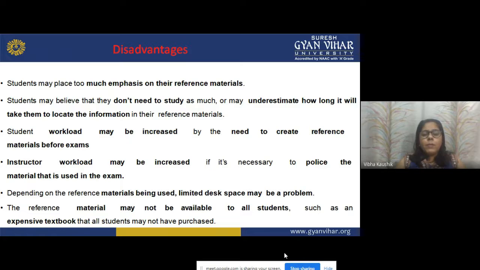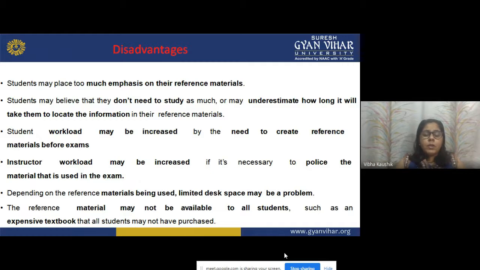Student workload may be increased. Why? They have to select the reference material, they have to create the reference material, the notes for themselves. Student workload may be increased by the need to create reference material before the exam. They have to create reference material before going to give the exams.